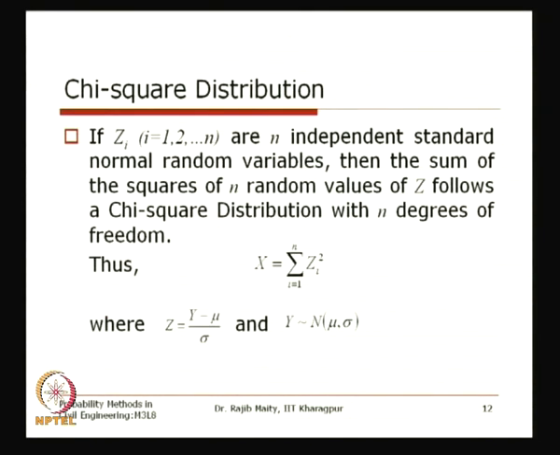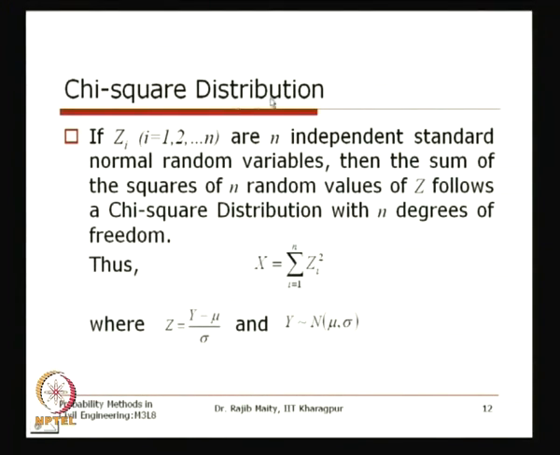Next, we will discuss three distributions one after another. We will start with the chi-square distribution. As I mentioned earlier, these distributions are mainly important for statistical tests, and different types of tests are carried out using different distributions. First we are discussing the chi-square distribution, which is generally used for the purpose of goodness of fit.